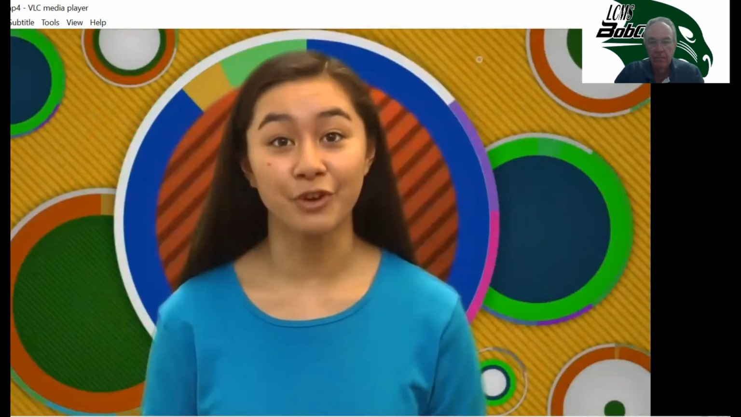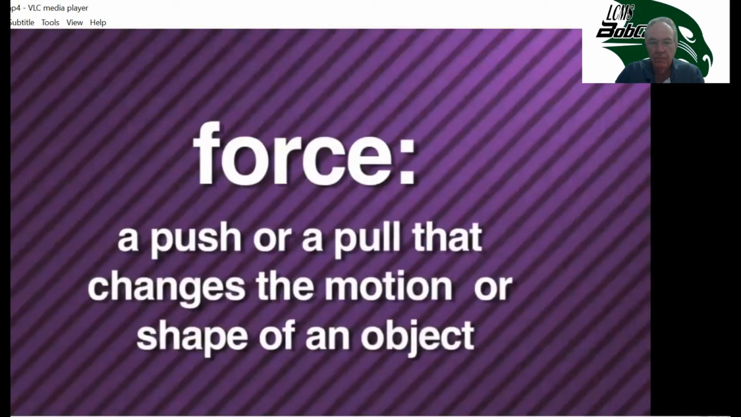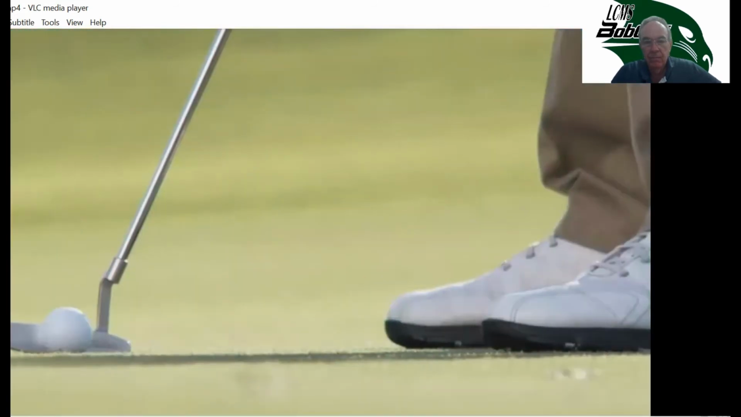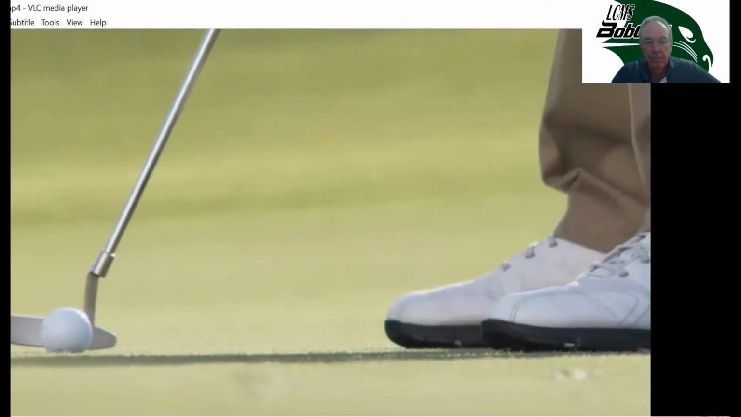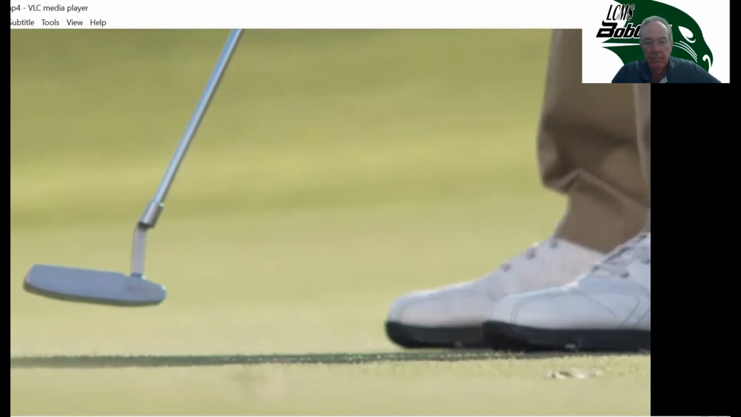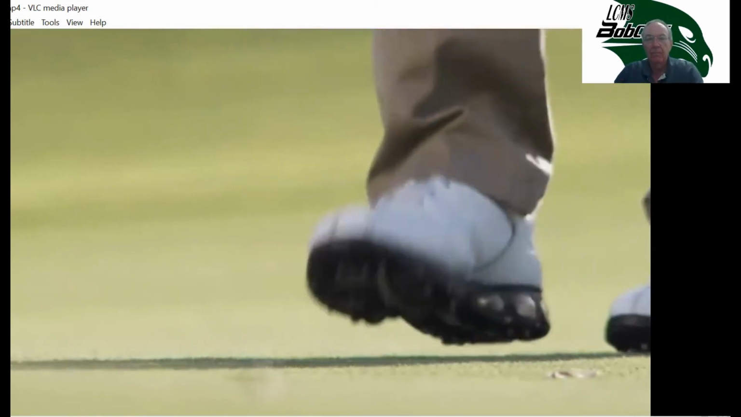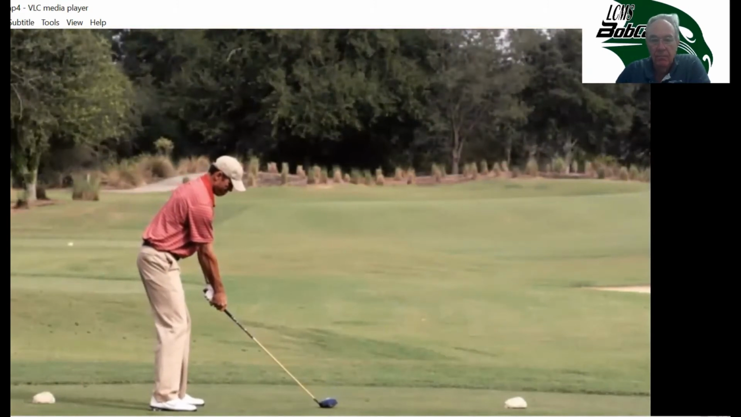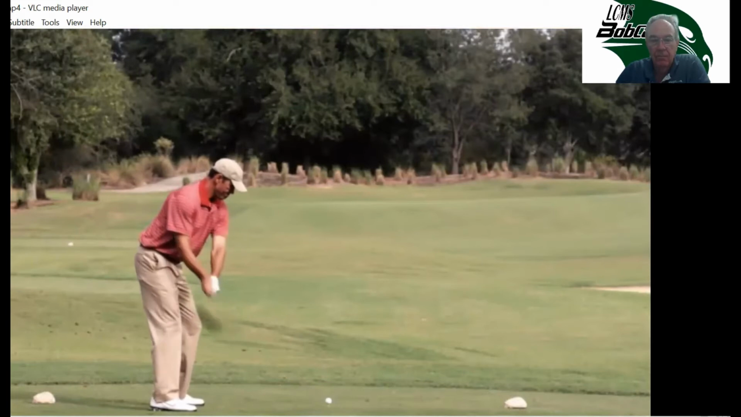Every machine needs a force to make it work. Force is a push or a pull that changes the motion or shape of an object. It's force that produces movement. Force is also related to distance. If you change the force, you change the distance. For example, if someone lightly taps a ball using a little force, the ball will only move a short distance. But if you use a lot of force and hit the ball real hard, the ball will travel a longer distance.